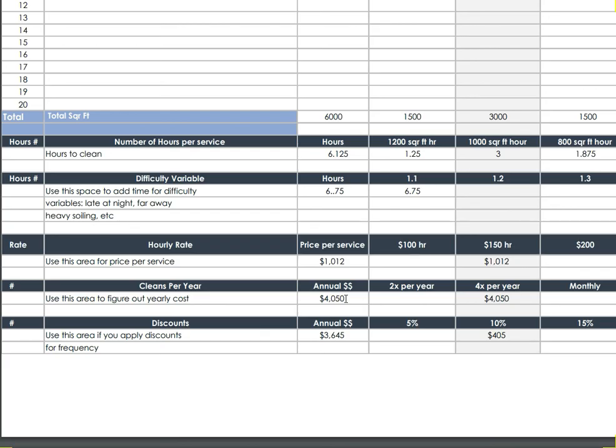A lot of businesses will want to see that. They'll want to see the price per service, and then they'll want to see, well, what is this going to cost me total for the whole year to do this package? The last part is applying a discount.